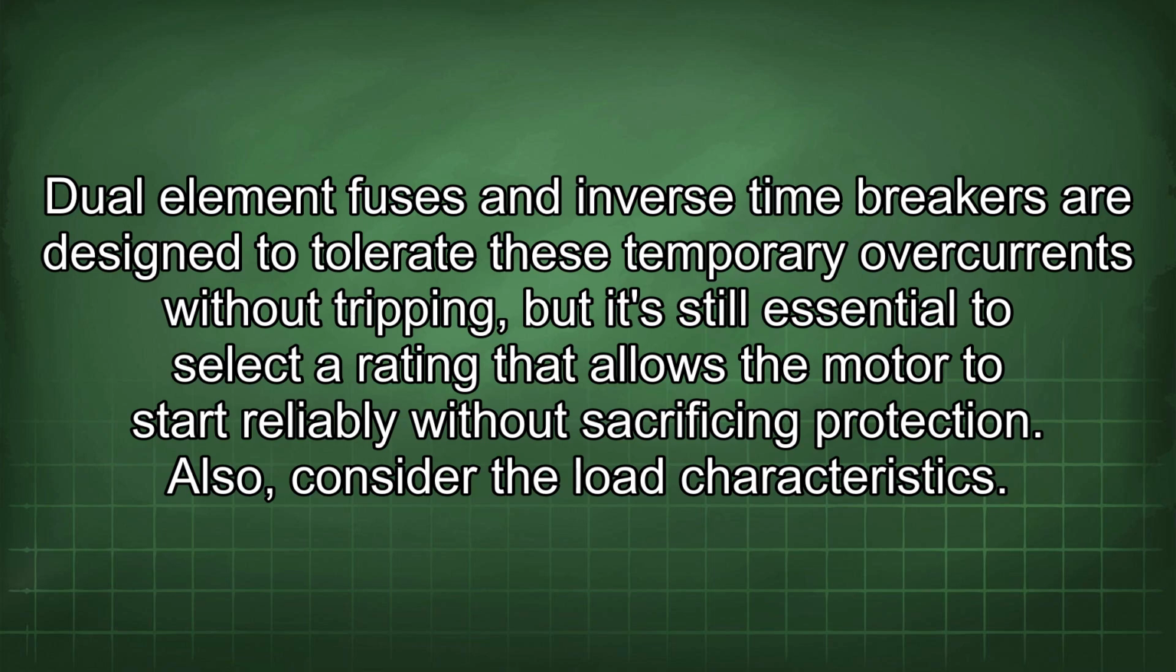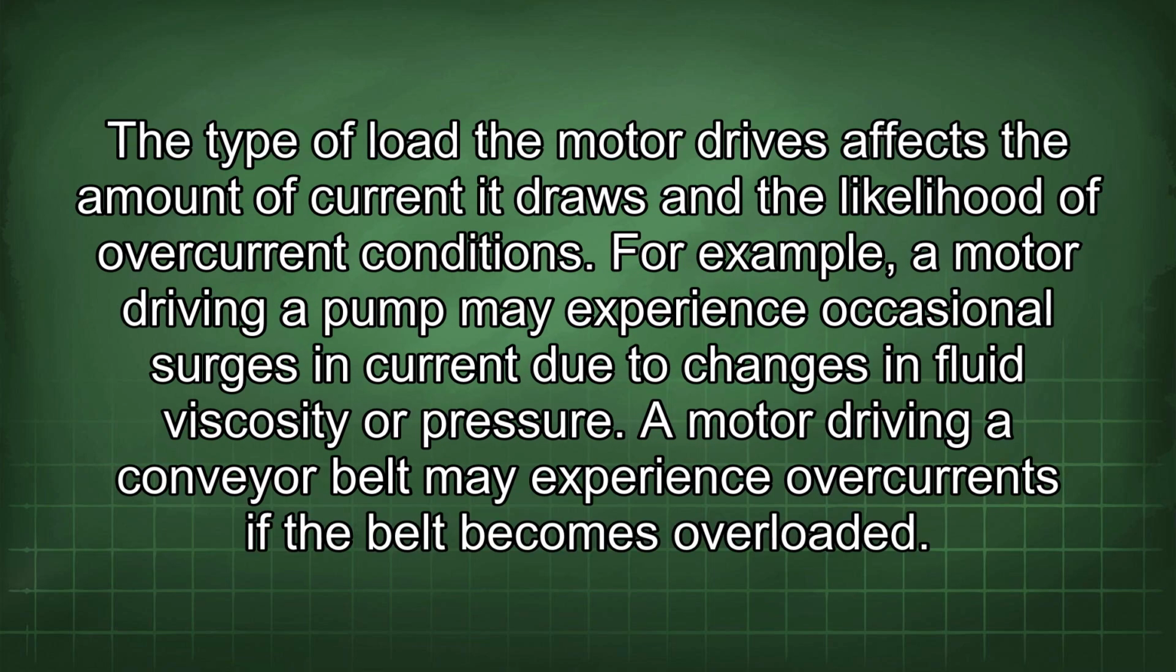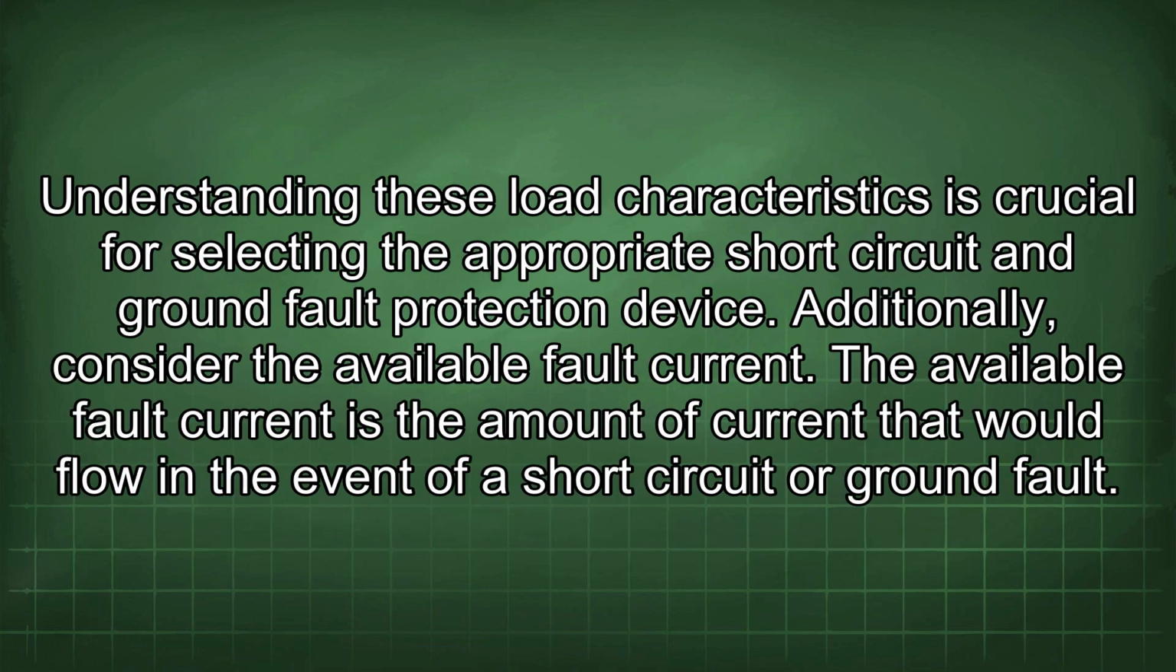Also, consider the load characteristics. The type of load the motor drives affects the amount of current it draws and the likelihood of overcurrent conditions. For example, a motor driving a pump may experience occasional surges in current due to changes in fluid viscosity or pressure. A motor driving a conveyor belt may experience overcurrents if the belt becomes overloaded. Understanding these load characteristics is crucial for selecting the appropriate short circuit and ground fault protection device.